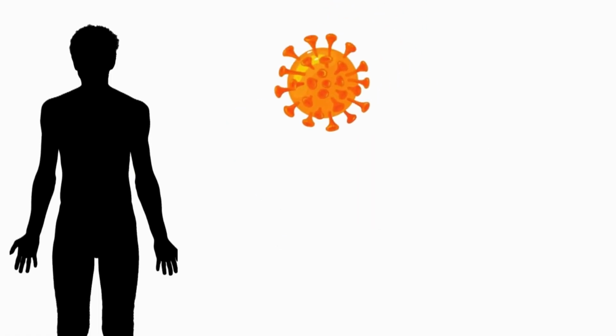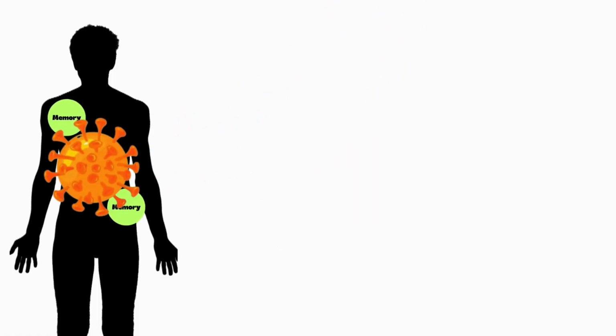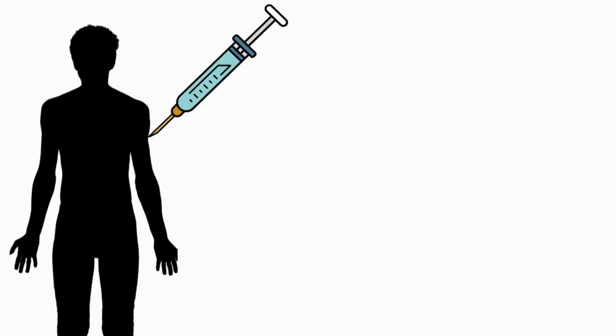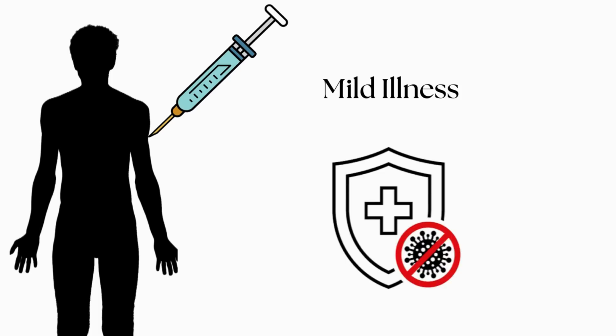Later, if the real pathogen enters the body, memory cells recognize it almost instantly. Antibodies are produced rapidly, neutralizing the invader before it can cause symptoms. This is why vaccinated individuals often experience only mild illness, or none at all, when exposed to diseases they've been immunized against.